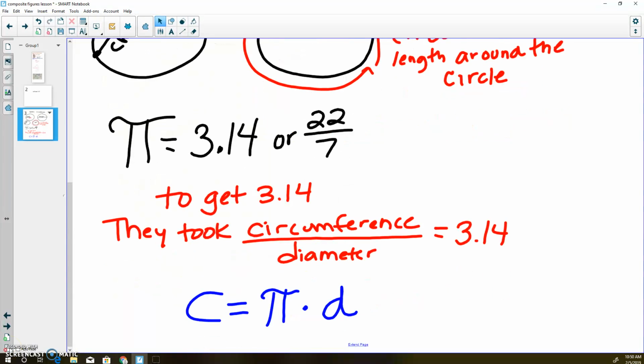So, if it tells you to find the circumference, you do pi times the diameter. What if it only gives you the radius? How are you going to get the diameter? Times it by 2. What if it gives you the diameter and it says find the radius? How are you going to get that? Divide it by 2. So, to find circumference, which is like perimeter around the circle, you do pi times the diameter.